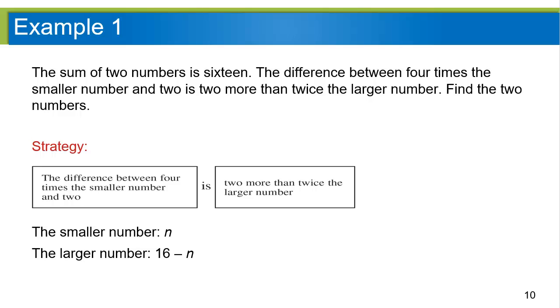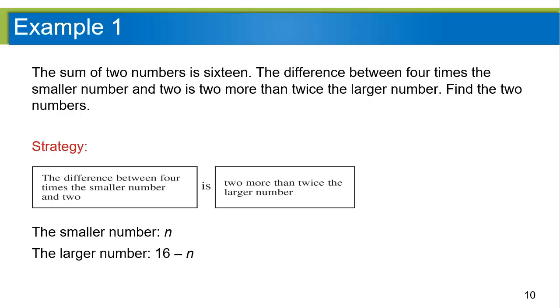Okay, here's another example. The difference between 4 times the smaller number and 2 is 2 more than twice the larger number. Whew, there's a lot going on, right? The sum of two numbers is 16, and then the difference between 4 times the smaller and 2 is 2 more than twice the larger. Wow, you just got to take it in pieces. But they did give you a bunch of information.